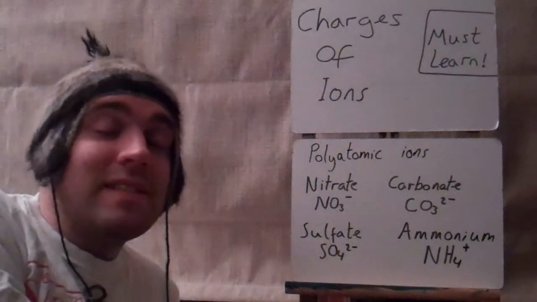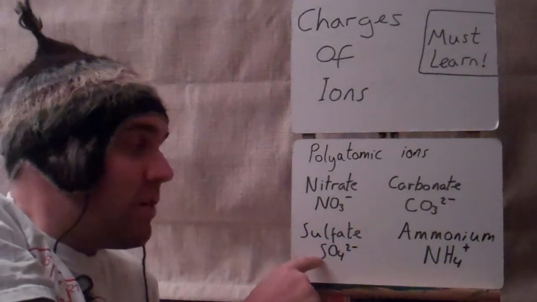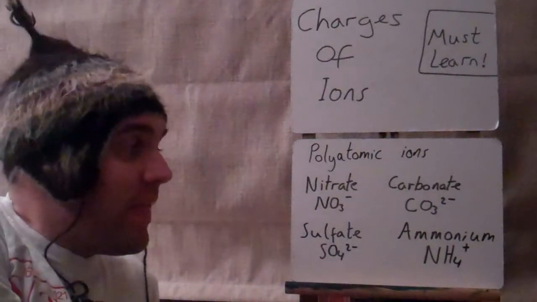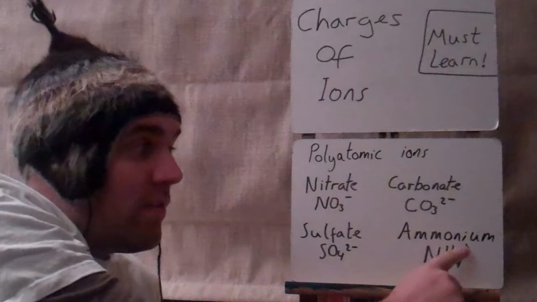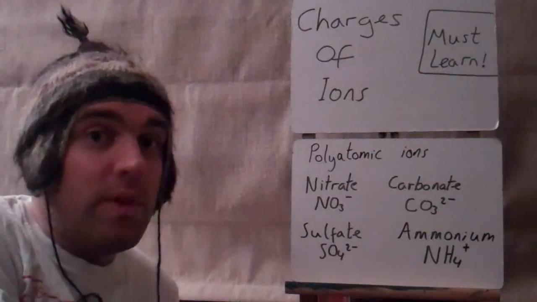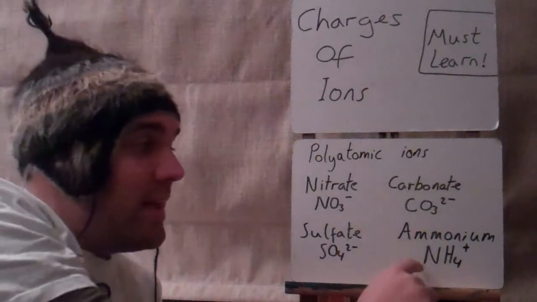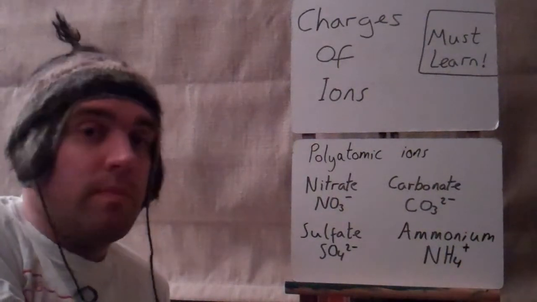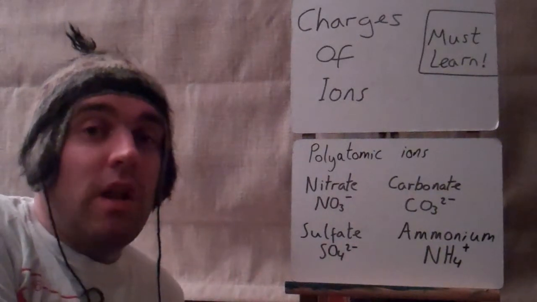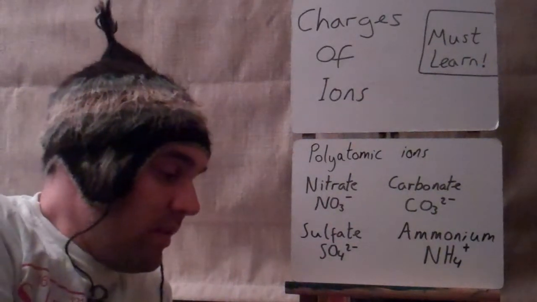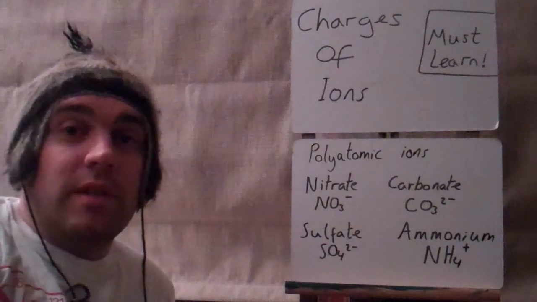Then we've got carbonate, CO3 2-. Sulfate, SO4 2-. And then here is a polyatomic ion which is actually a cation because it's positive. That's the ammonium ion. It's different to ammonia. Ammonia is NH3. This is ammonium, NH4+. Okay? So it's really important that you go away and learn all these, because if you know them really well, it makes everything else in chemistry a lot easier. Okay?